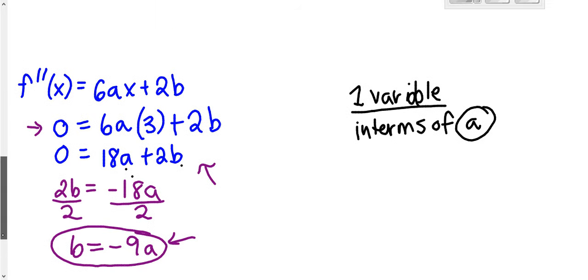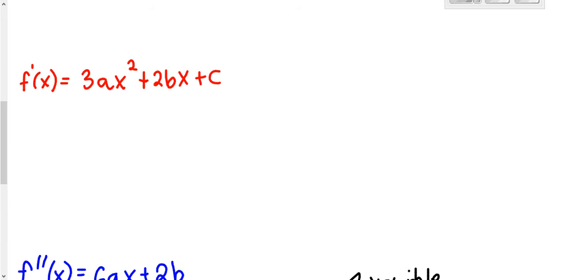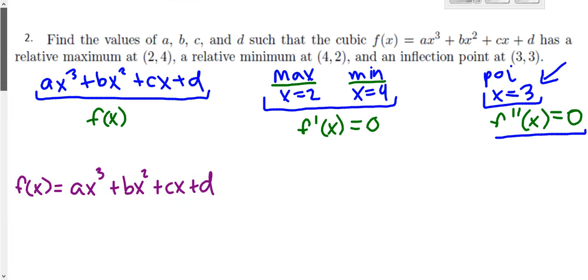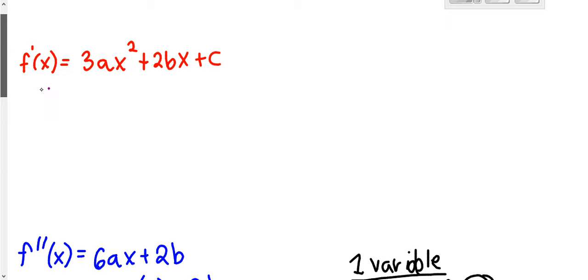So we need to take that, b equals negative 9a. We can take that and put it here in our first derivative. So first we want to get rid of x. For our first derivative, we know that we can plug in 2 or 4 and get 0. I'm going to plug in 2 because it's smaller, because we have a maximum at 2. So plug in 2 for x and set the equation equal to 0.